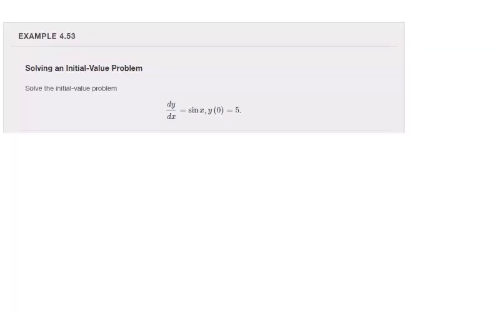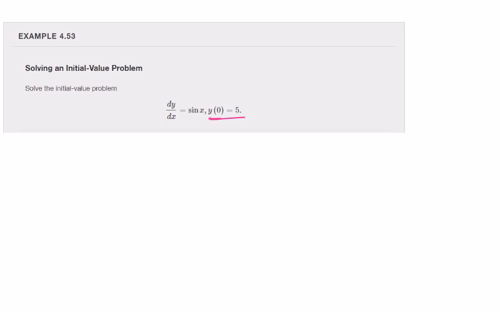All right, so here's an example. Solve an initial value problem. It says solve the initial value problem. So we're given this derivative here, and then we're given an initial value for the original function, right?